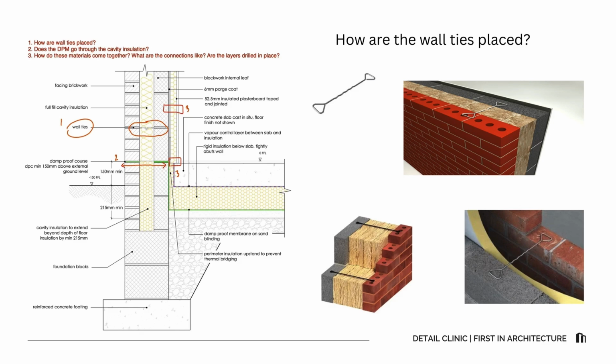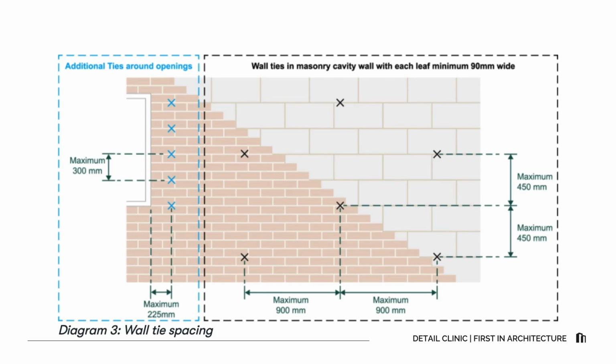Part A of the Building Regs, which is called Structure, provides the spacing requirements for wall ties for cavity walls. So horizontal spacing should be a maximum of 900 mm and vertical spacing should be a maximum of 450 mm. This image by the LABC demonstrates this really well.